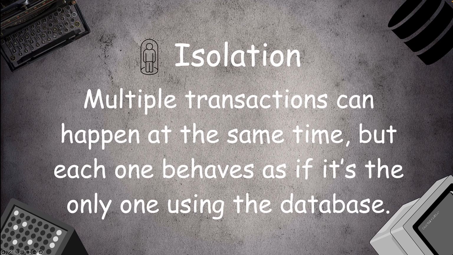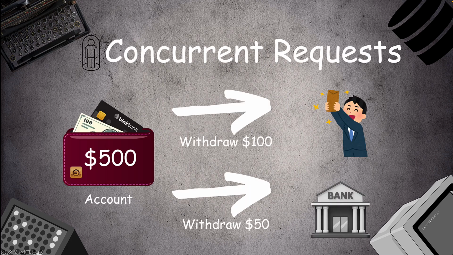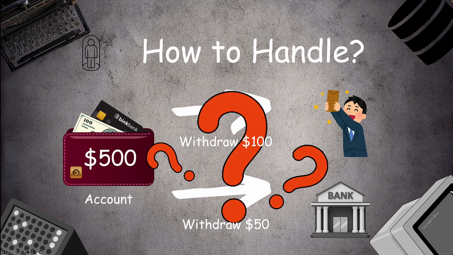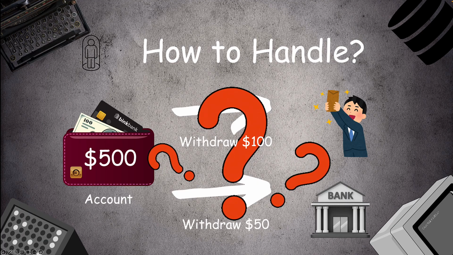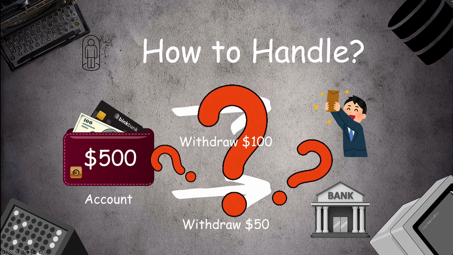The third one is isolation. So when multiple transactions happen at the same time, each one will behave as if it's the only one using the database. If you are transferring money while an automatic bill payment kicks in, what should the database do in this situation? Or if an automatic payment is triggered while a withdrawal is still being processed, should the account balance be based on $500 or $400, which is the amount after the withdrawal completes? And what should the balance be after each transaction completes? So that's where isolation comes in.